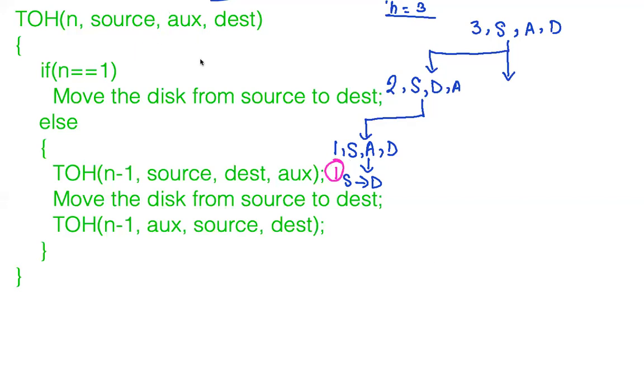Next, once this recursive call is over, this step will be called: move the disk from source to destination. So what is my source? S, and what is my destination? D. So it will be S to D. So this will be my second step.